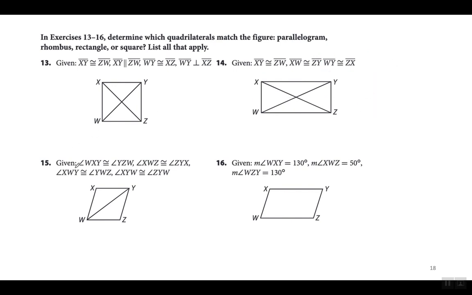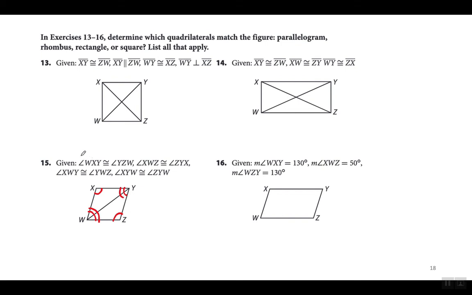All right, number 15. All right, given that angle WXY is congruent to angle YZW, and XYZ is congruent to ZYX.